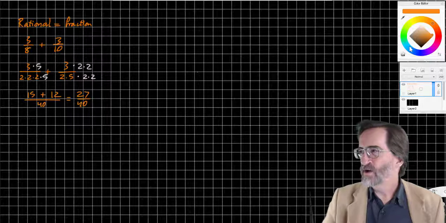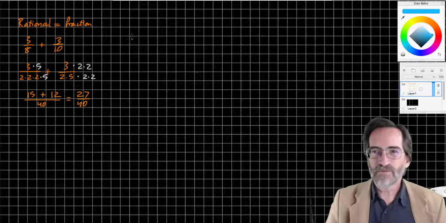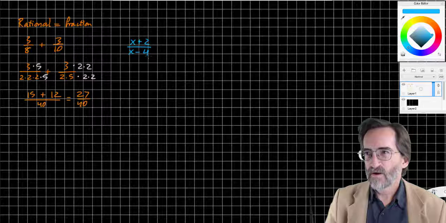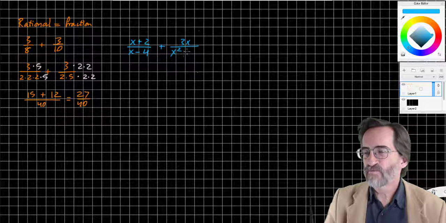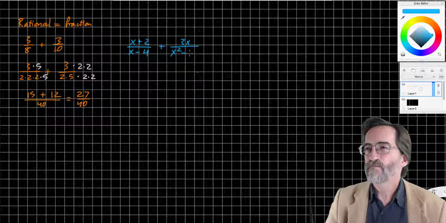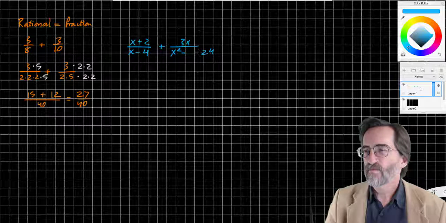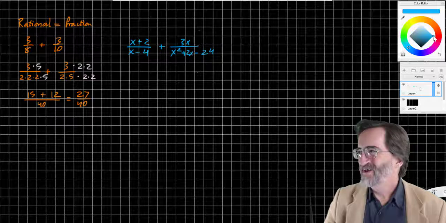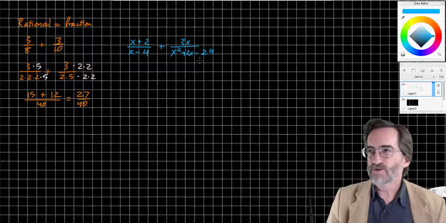Now let's apply this to a rational expression with variables. Let's do x plus 2 divided by x minus 4 plus 3x divided by x squared, actually let's do minus, let's see, 24. I'm just thinking here for a moment. I had to make a problem that works. So here we go. 3x over x squared plus 2x minus 24.